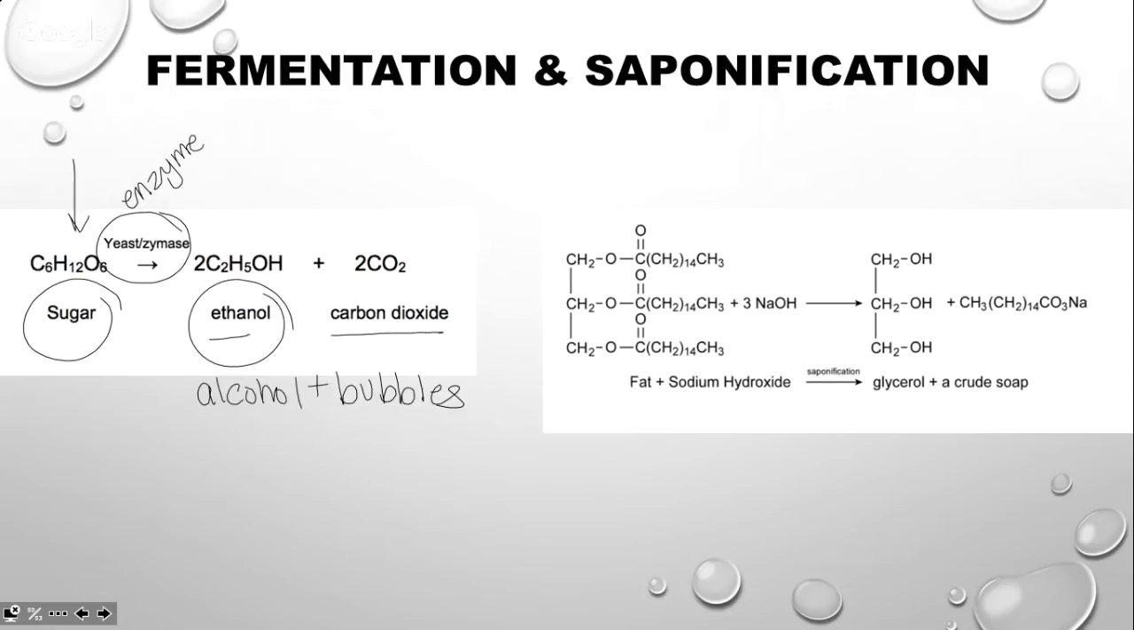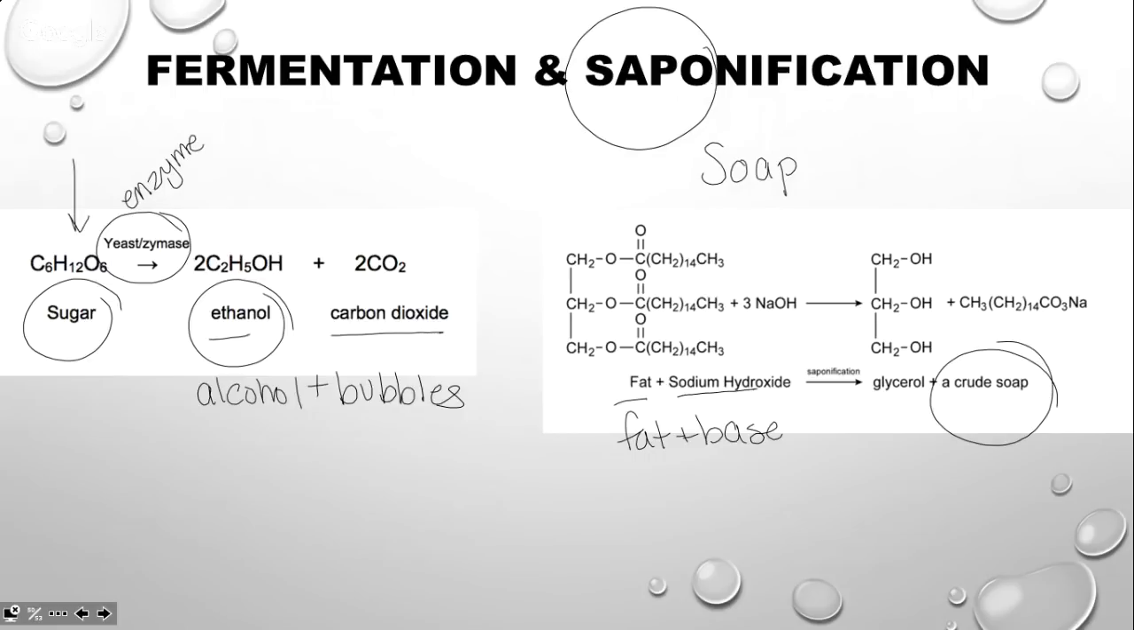For saponification, remember that the first four letters in saponification can be rearranged to make the word soap. You're going to have fat plus base. A lot of times they'll use the word hydrolysis of fat plus base, and you'll make soap and glycerol.